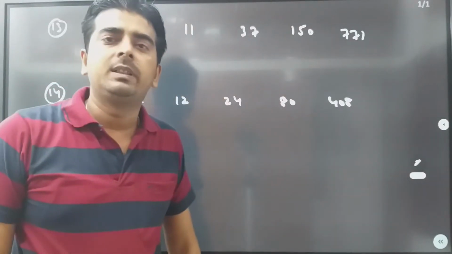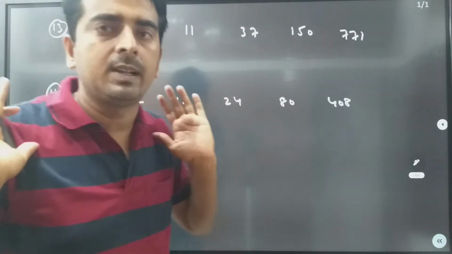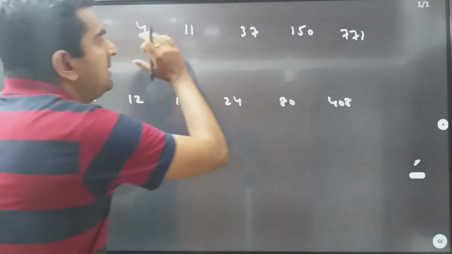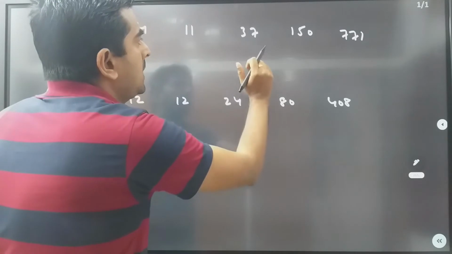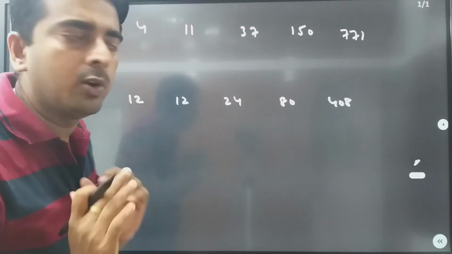So I hope you are clear with simplification. Now we will see 5 wrong number series, which is very much important when it comes to an examination. First one, 2 4 11 37 150 771. Series is increasing fast because you are having 37, 150, then straight away 771. That means it follows multiplication logic.